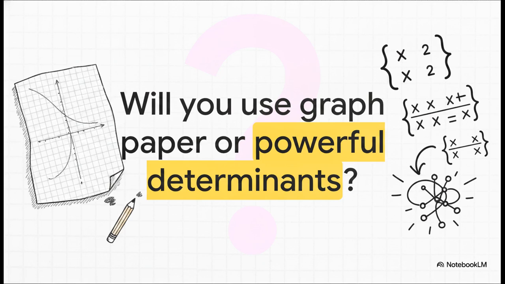So here is a question for you. The next time you're faced with tricky fractional numbers, what will you do? Will you painstakingly draw a complicated graph just hoping your pencil marks are perfectly exact? Or will you use the precise, elegant logic of Cramer's rule? I truly hope you choose the power of determinants.